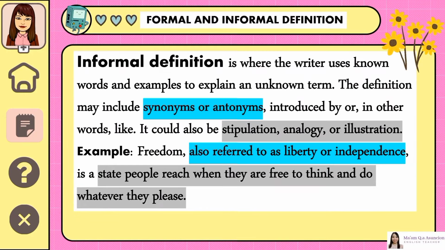Informal definition is where the writer uses known words and examples to explain an unknown term. The definition may include synonyms or antonyms introduced by or, in other words, like. It could also be stipulation, analogy, or illustration.